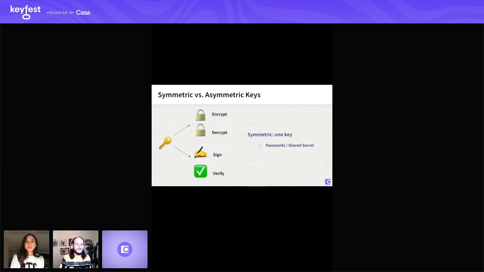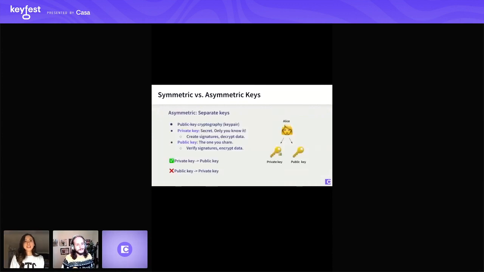Okay, 2 types of commonly used cryptographic systems are symmetric and asymmetric. With symmetric, you've only got 1 key. This key can be used to encrypt, decrypt, as well as create and verify your digital signatures. Examples of this would be passwords and shared secrets. We use this kind of stuff all the time.